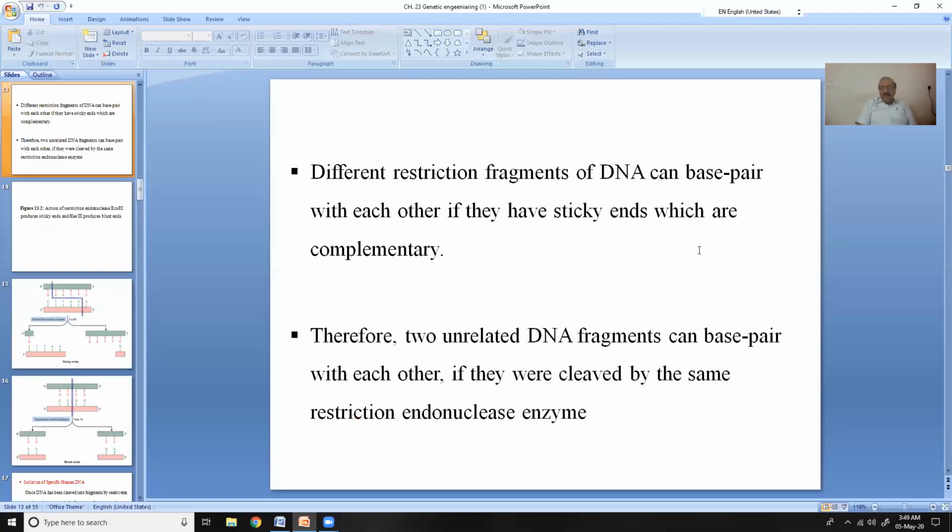Different restriction fragments of DNA can base pair with each other if they have sticky ends which are complementary. Therefore, two unrelated DNA fragments can base pair with each other if they were cleaved by the same restriction endonuclease.